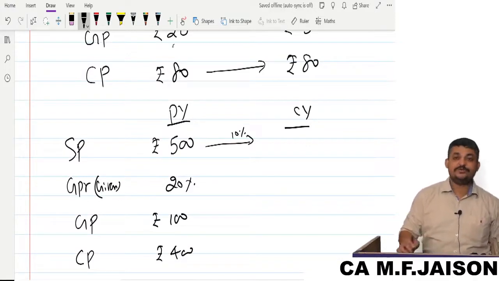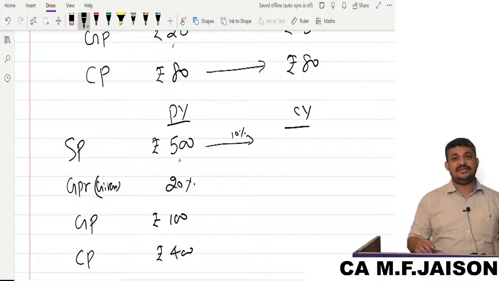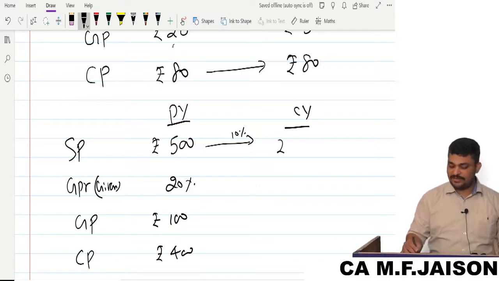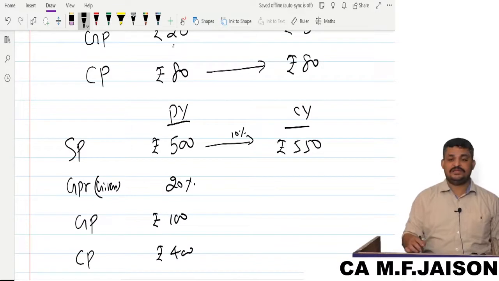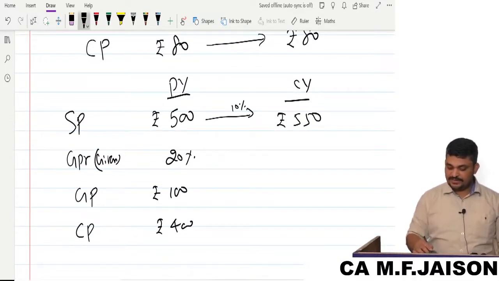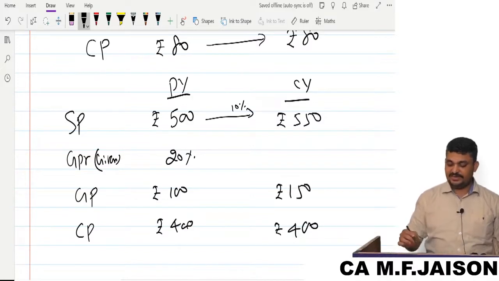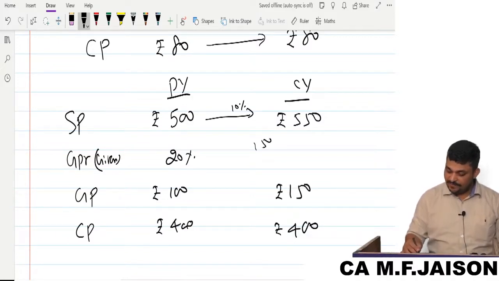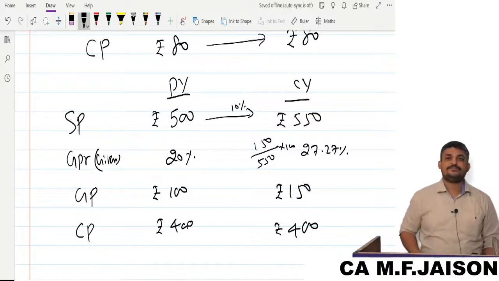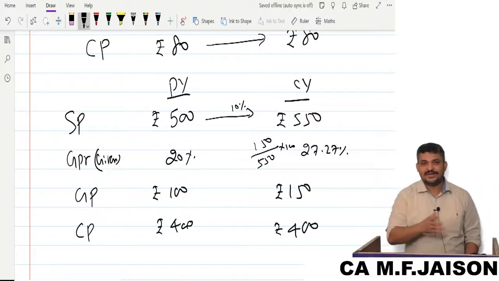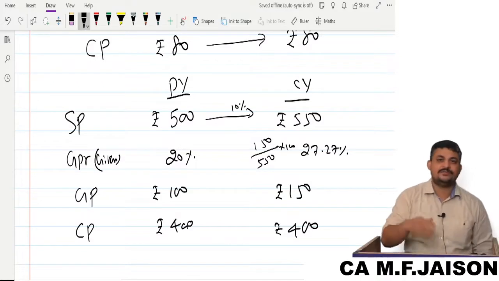10% doesn't mean 10 should be added. 10% of 500 is 50 rupees. So the total is 550. If the cost price remains the same, what is the cost price? 400. What is the profit? 150. What is the ratio? 150 divided by 550 into 100, 27.27%. So you don't take like, sir, 100 or 200; it doesn't matter. One number is assumed and you can proceed.